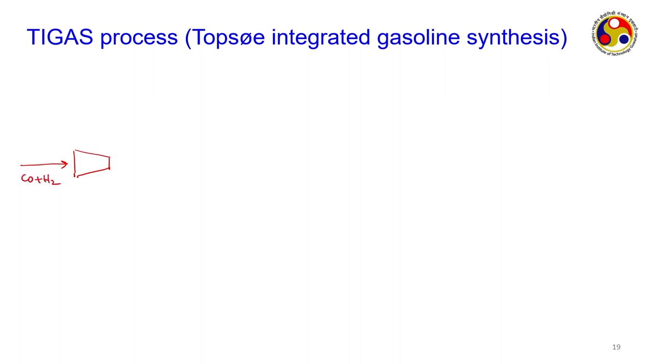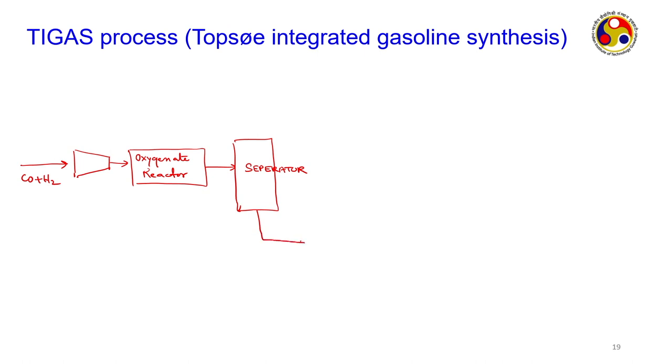So, you have the syngas, it is getting compressed, then you go to the oxygenate reactor. Then you have a separator here. So, what does this separator do? It will separate out the lighter and the heavier compounds. So, what is the heavier compound here? The heavier compound is primarily the methanol rich phases.